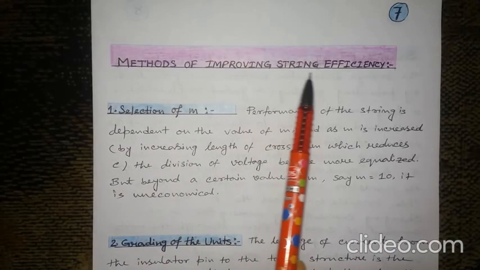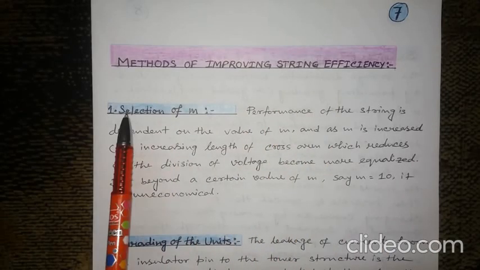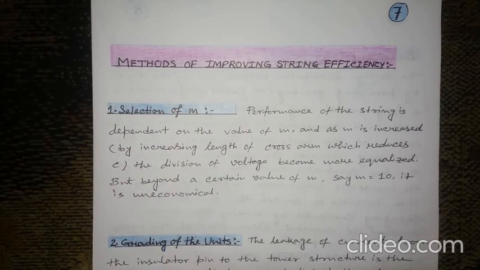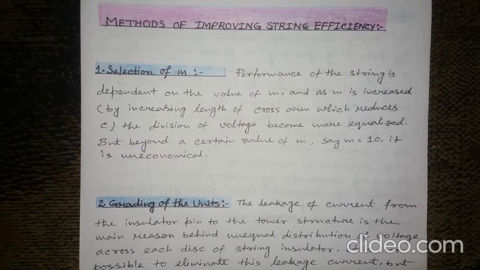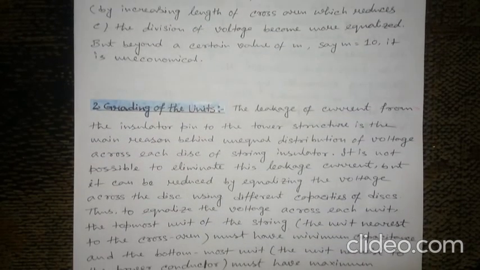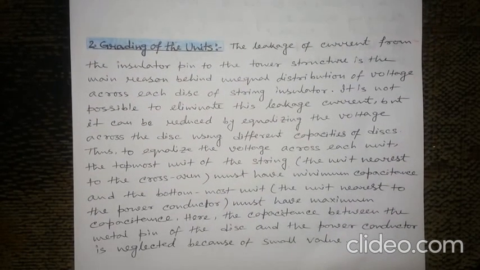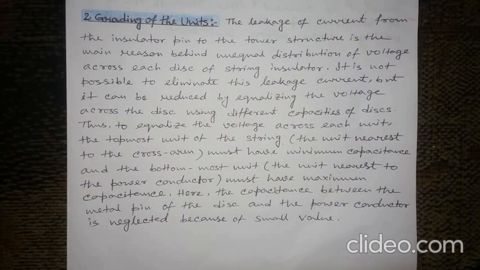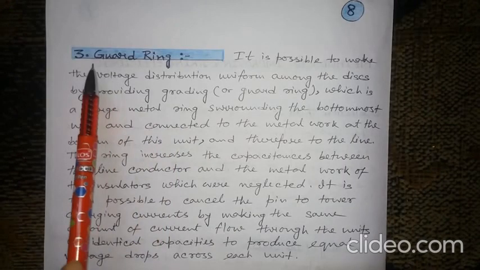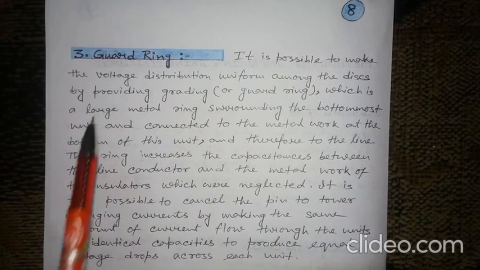The methods of improving string efficiency: the first one, selection of m; the second one, grading of units; and the third one, guard ringing.